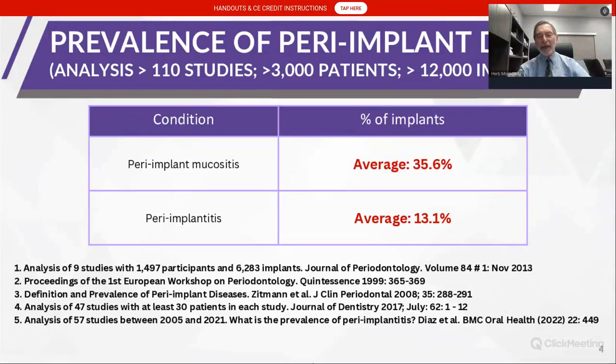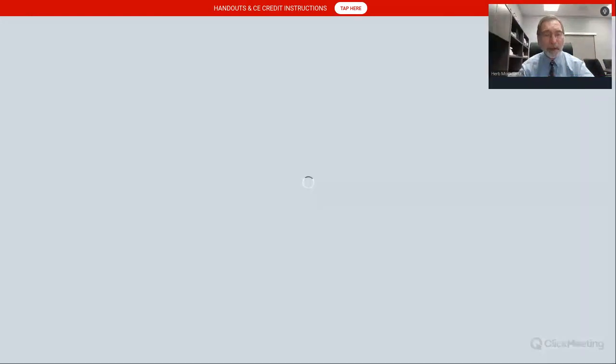And it is not something to be taken lightly, because there was a meta-analysis which included the review of 110 studies, which involved over 12,000 implants. And what they found was that on average, 35.6% of those implants had peri-implant mucositis, and also 13.1% had peri-implantitis. So collectively, between the mucositis and the implantitis, you're pushing almost 50%. So this is fairly significant, and it's something we want to pay attention to, because we don't want to be on the wrong end of this.